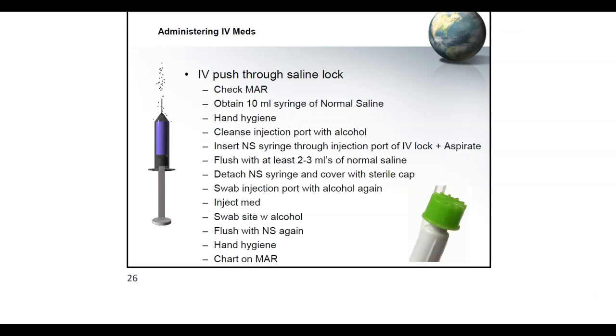And then after that, you basically connect the syringe through the injection port or IV lock, and then aspirate just to check, right? And then pull a little bit, and then flush with at least 2 to 3 ml of normal saline, depending on, sometimes you may need to flush more. Also follow policy, because sometimes they may specify how much to flush your IV ports. So again, but generally speaking, 2 to 3 should be enough to assess the site and flush.